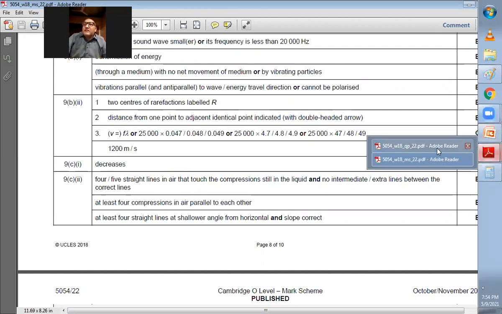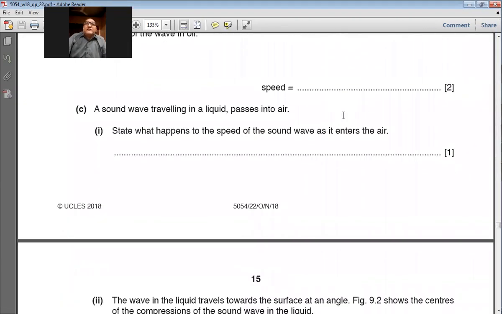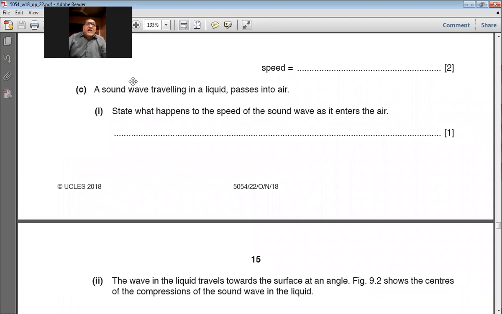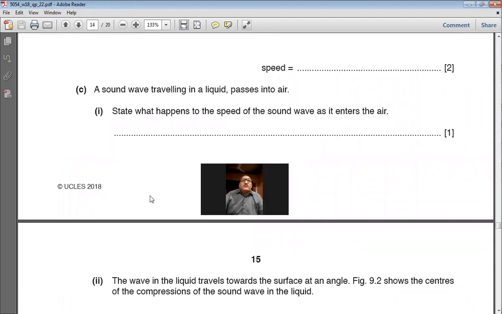Next question comes up on the screen. A sound traveling in a liquid passes into air. State what happens to the speed of the sound wave as it enters the air. The speed of the sound in the liquid will be more. And when the sound enters into the air, the speed will decrease. That's the characteristic of the sound. When it enters from liquid into air, the sound travels faster in the liquid and is slower in the air.